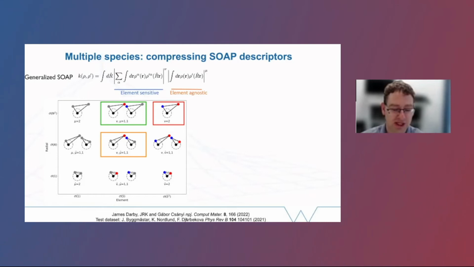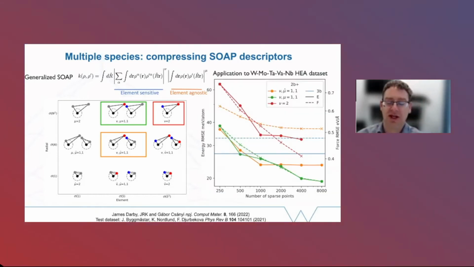We tried it on a high entropy alloy data set that came from Kai Nordlund's group, and it looks very promising. We're quite excited about the prospects here. So I'll just talk you through these results. This is the original GAP approach here, the red curve. You can see its accuracy is coming down, but it saturates at some point.